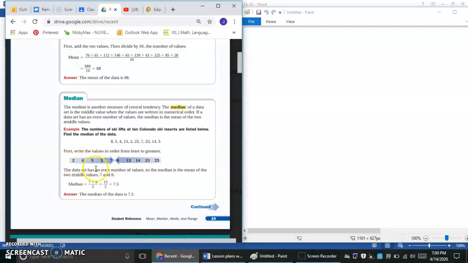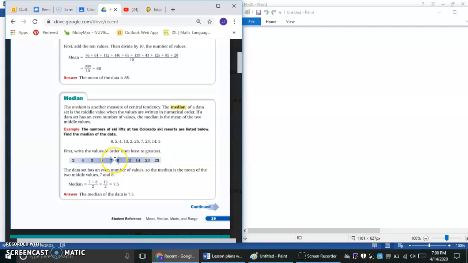And see how there's 2 5s here? That's because there's 2 5s in the set. You need to put that many numbers. However, if there's 2, 3, 4, you put them in order. So it's 2, 4, 5, 5, 7, 8, 13, 14, 23, and 25.